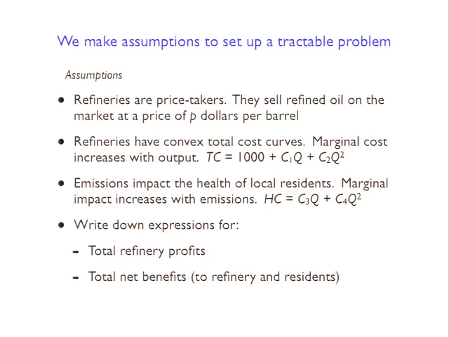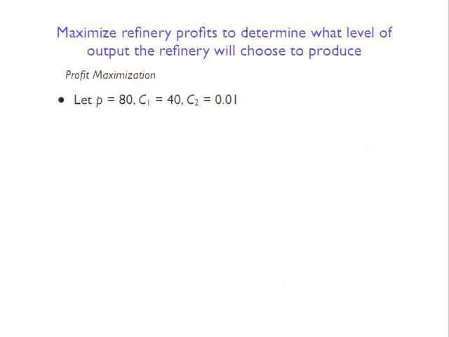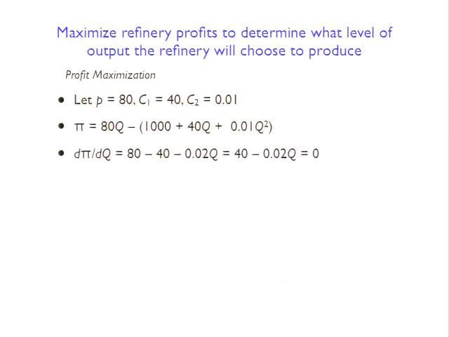Okay, so once you have this function, it's pretty straightforward to solve for the efficient level. Just to put some numbers on the problem, let's assume the following. The price is $80 per barrel. The cost parameters are C1 equals 40, C2 equals 0.01. Then the profit function turns out to be 80Q minus 1,000 minus 42 minus 0.01Q squared. You can differentiate that with respect to Q. You get the derivative, 80 minus 40 minus 0.02Q, and set that equal to 0. What you'll get is a quantity of 2,000. That's the amount of oil that's going to be produced in the private market equilibrium, where there's no intervention from the policymakers.